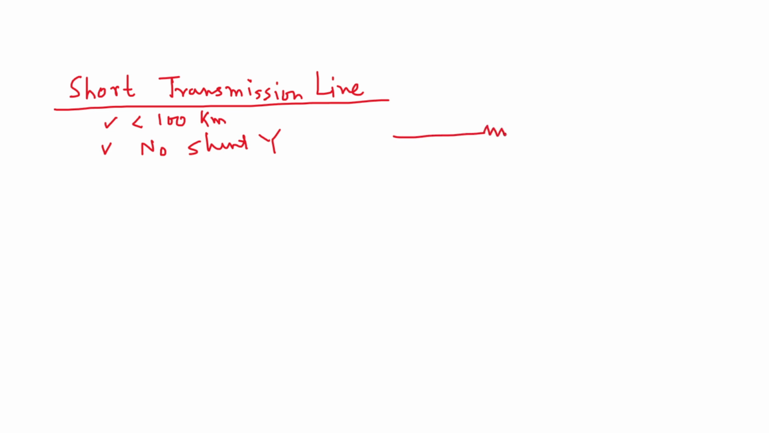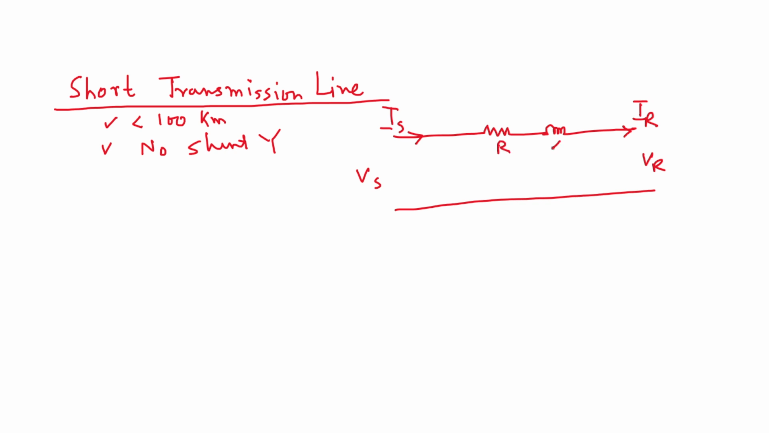It represents a resistance in series with an inductance. We have Vs and Is at the sending end, and we have Vr and Ir at the receiving end. So this is R, this is X. So altogether Z is equal to R plus jX.